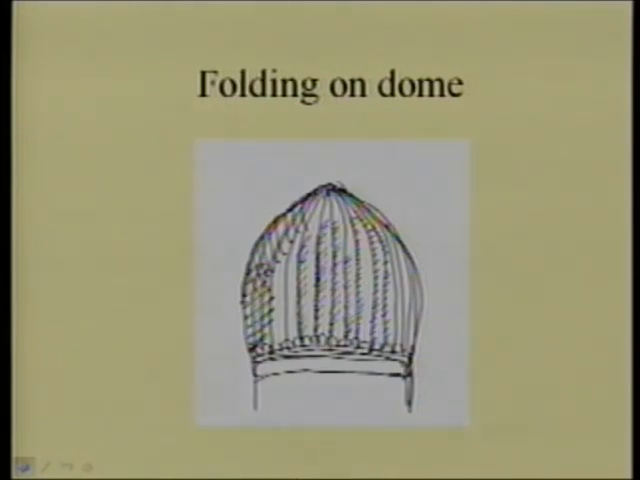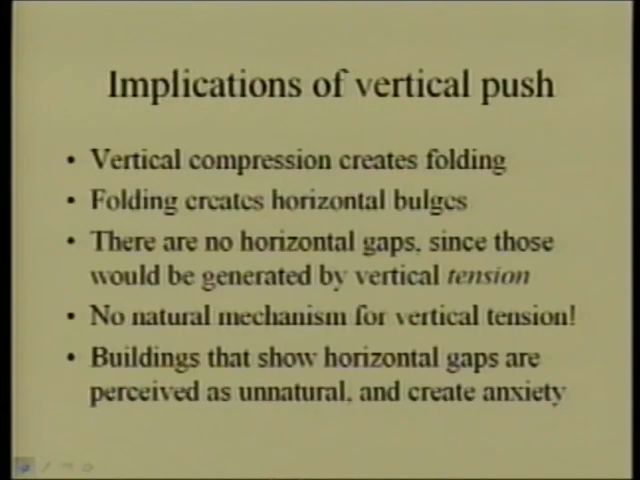Here is an example of folding on a dome from Islamic architecture. You can generate this by thinking of compression. Tangential compression along the circumference has created folding on the dome, and it's a beautiful and very effective architectural element, and it also adds to the stability of this.